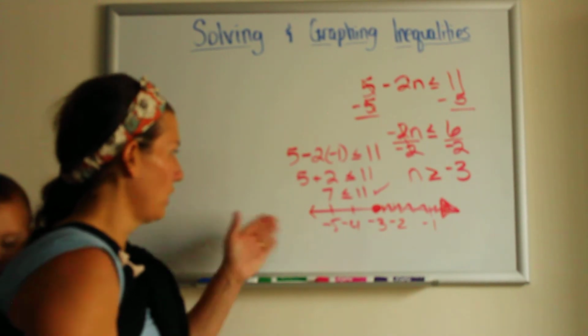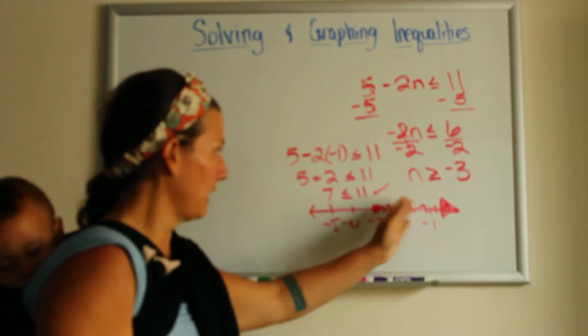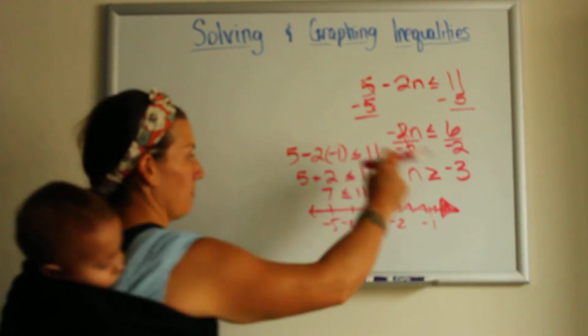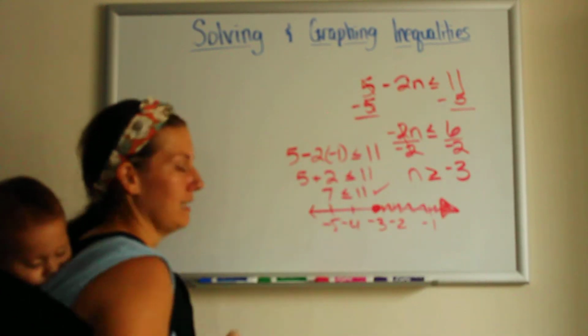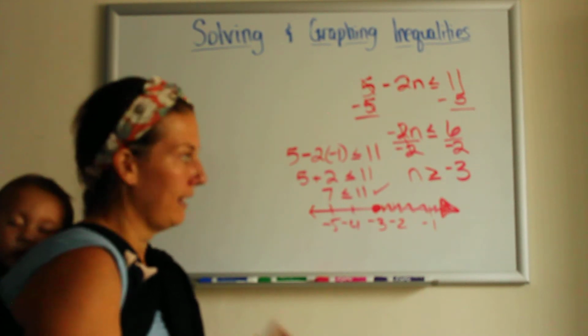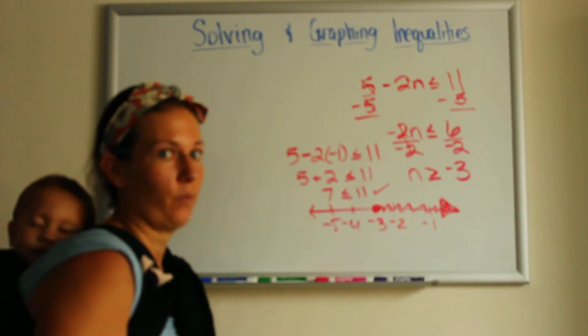Now, as long as you're checking your answer, you're going to most likely be shading in the correct direction. If I hadn't flipped my inequality and I tested an answer, my inequality would not be true and I would need to go back and check my work.